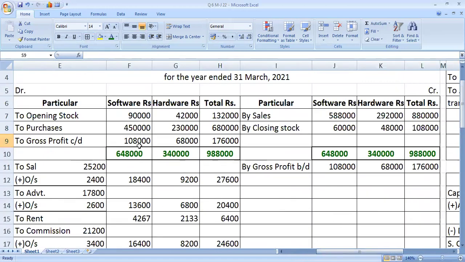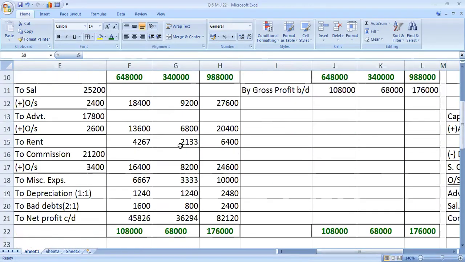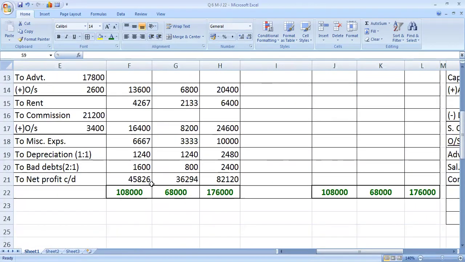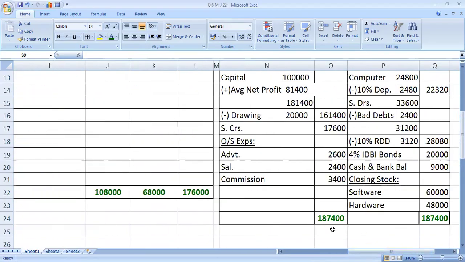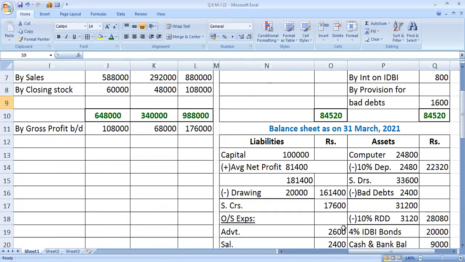Gross profit 1,08,000, 68,000. Net profit 45,826, 36,294. Balance sheet carried 1,87,400.